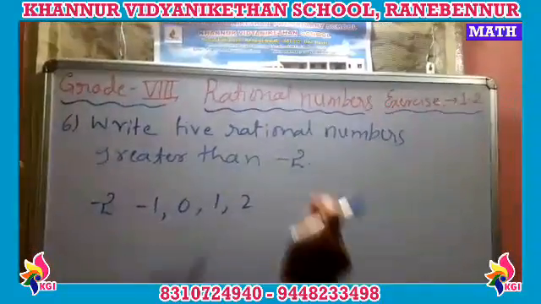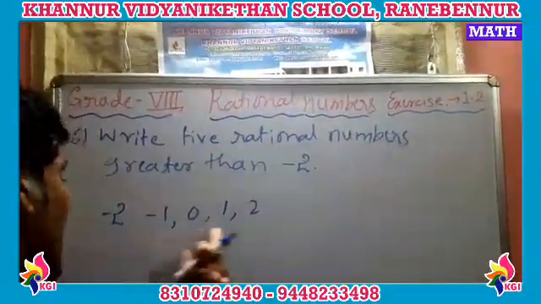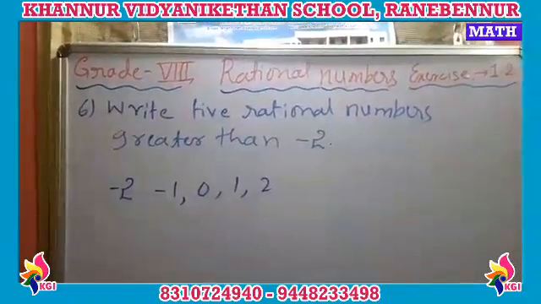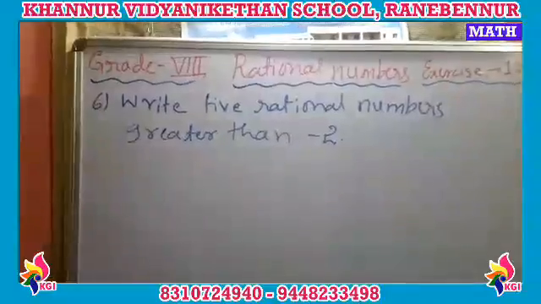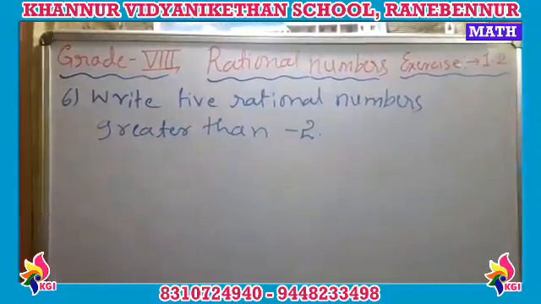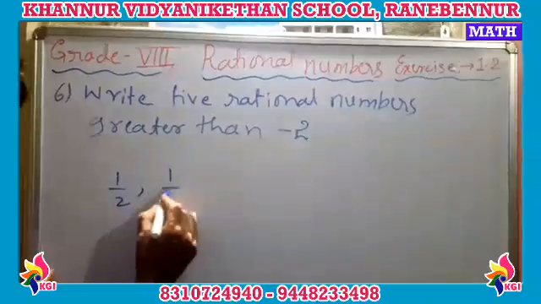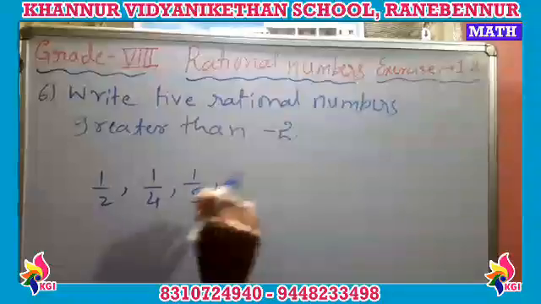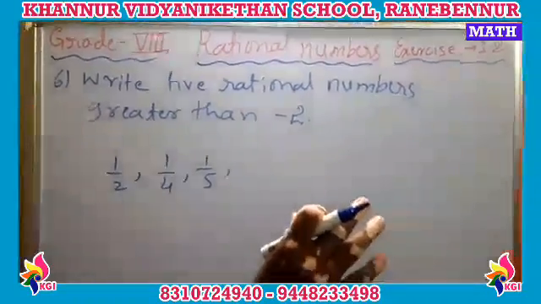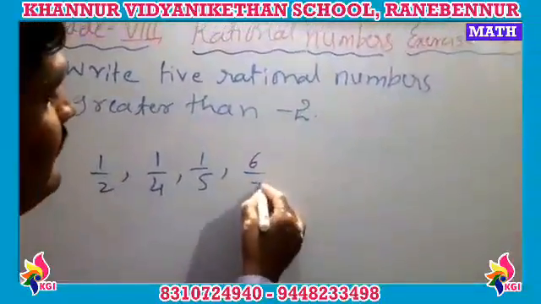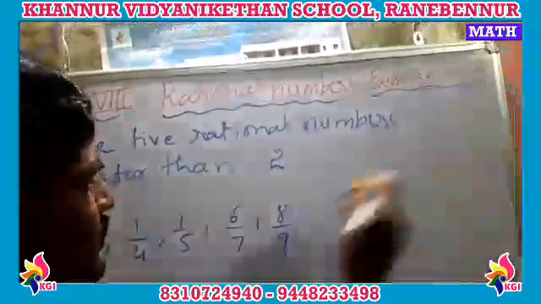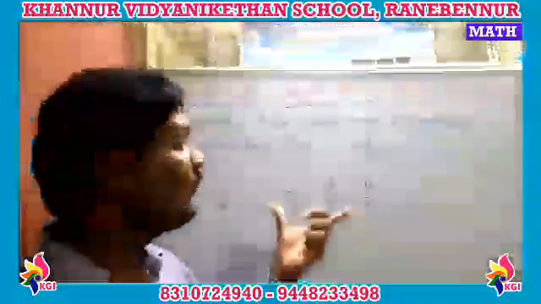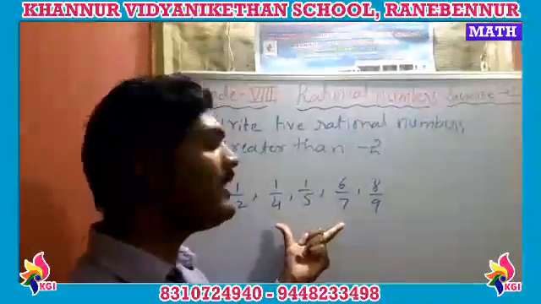But they said for us to write rational numbers. So these are not rational numbers as such. We can make them rational numbers with denominator 1. But if we want to write rational numbers, we can write them like 1 by 2, 1 by 4, then next 1 by 5, then next any number you can write, like 6 by 7 and 8 by 9 and a few more if you want. But they asked only 5, right? 1, 2, 3, 4, 5. All these are correct. Why? Because it is given as a negative number, and these are all positive numbers.